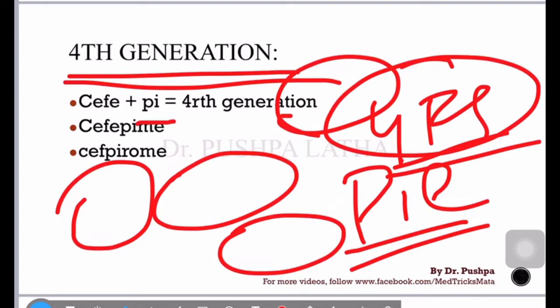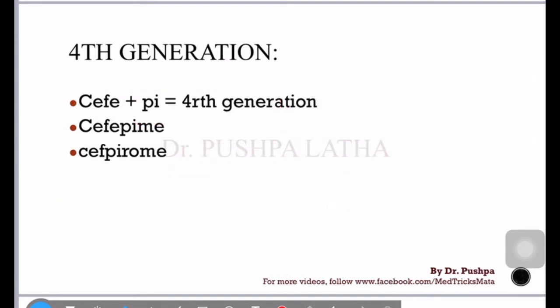That's how we need to remember. Pi is a keyword of fourth generation. So let's see the drugs. Cefepime will have pi. So this pi is there, so it belongs to fourth generation. And cefpirone, it also has pi, so it belongs to fourth generation.